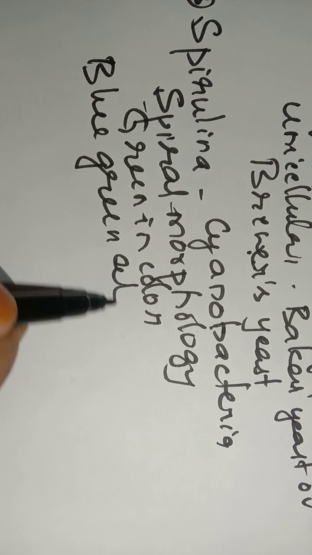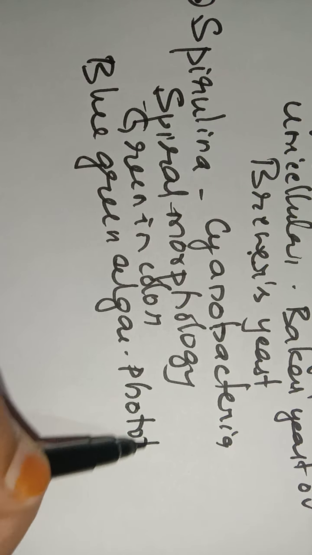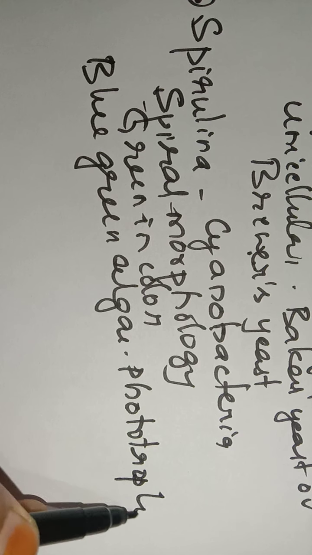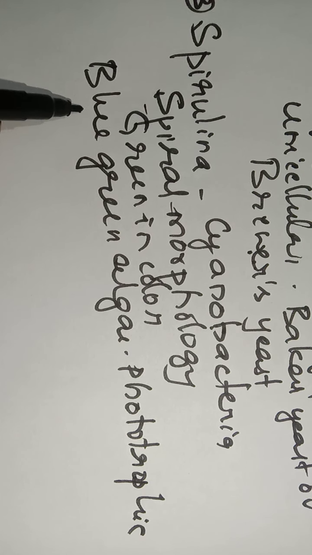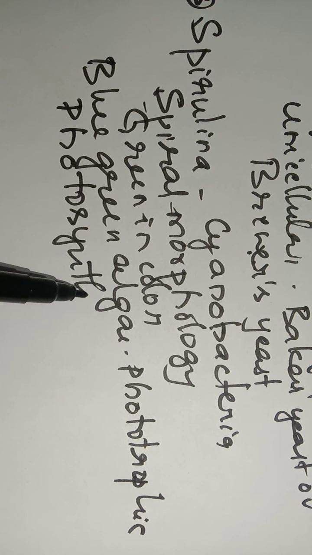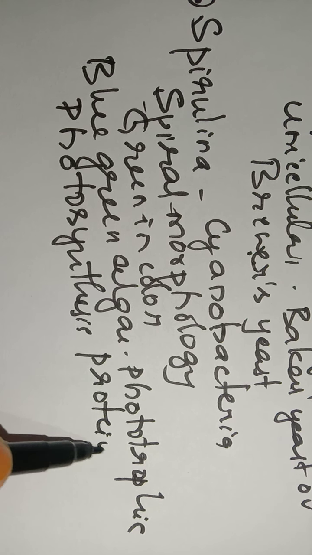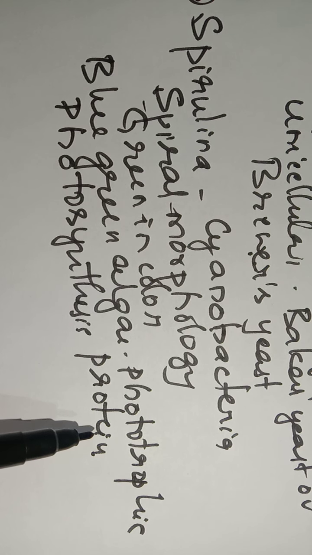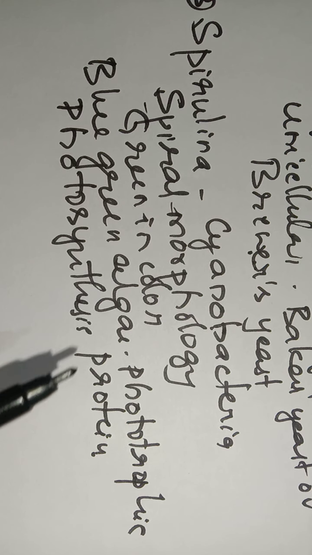Blue-green algae are phototrophic in nature, that means they are able to do the process of photosynthesis, and because of that they are rich in protein and other nutrient components. So this is regarding the identification of microorganisms.